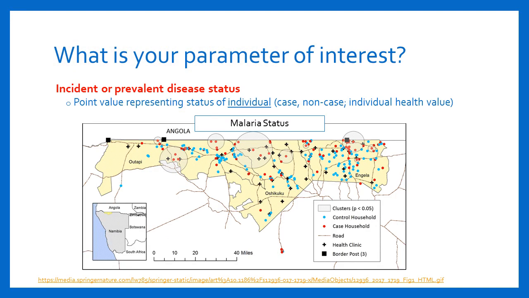In addition to thinking about the objective and the audience, we also want to be really clear about the parameter of interest. What really is the thing that you want to represent on the map? And there can be lots of parameters that we have as epidemiologists. So for example, here we might be interested in actual points, households in this case, and their malaria status. So are they incident or prevalent? They either have malaria in the house or they don't, and we're representing literally where they are. So that's one kind of parameter.